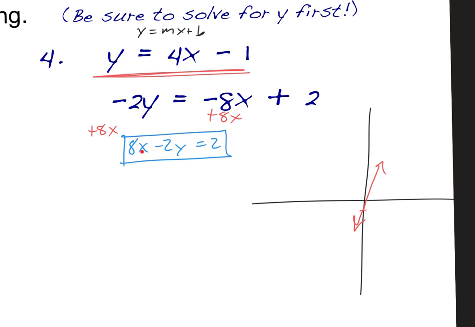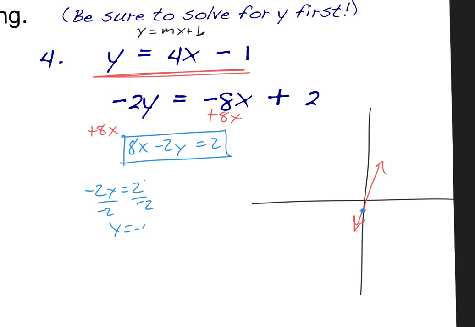Remember, by the intercepts, I plug in a 0 for x. If I plug in a 0 for x, this whole thing turns to 0. And I would just be left with -2y equals 2. Divide both sides by -2. You get y equals -1. Hey, I have a y-intercept of -1 as well.